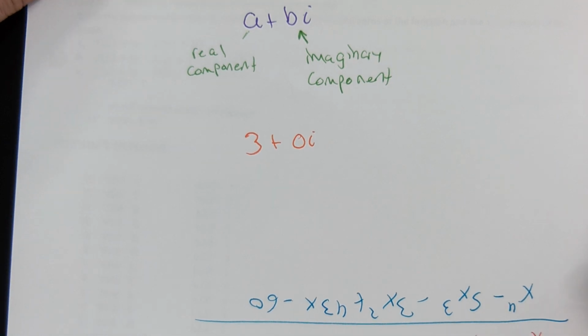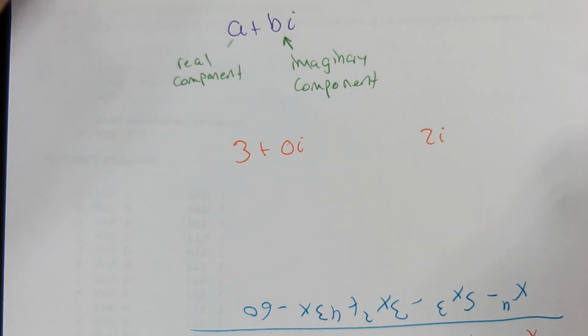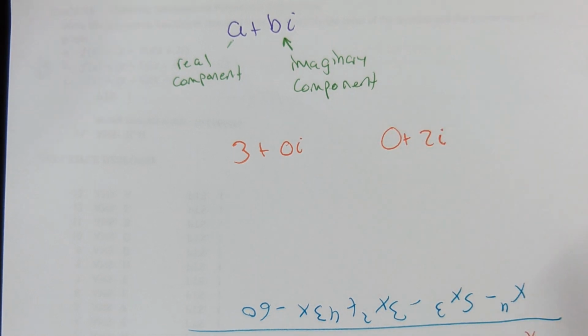And the number 2i. Yeah, this is an imaginary number, but it's also complex. See? It's kind of like how we say all squares are rectangles, but not all rectangles are squares. All real numbers are complex numbers. All imaginary numbers are complex numbers.